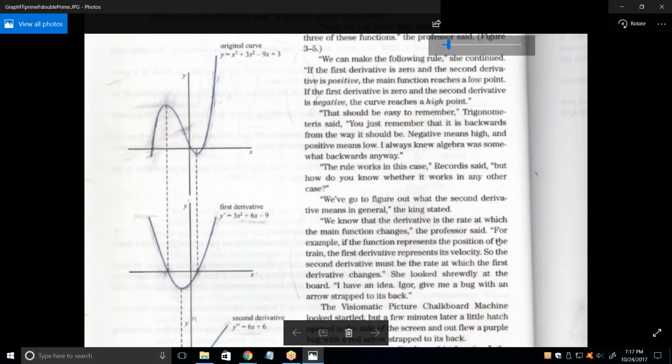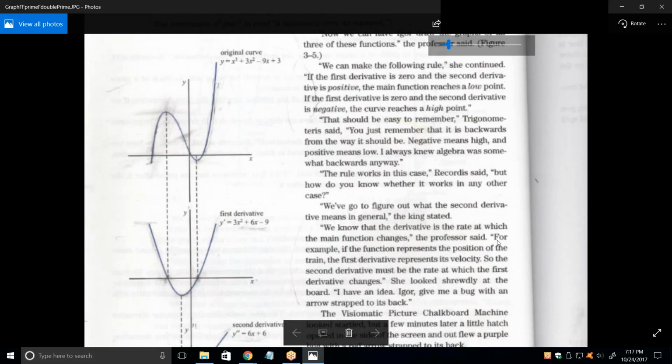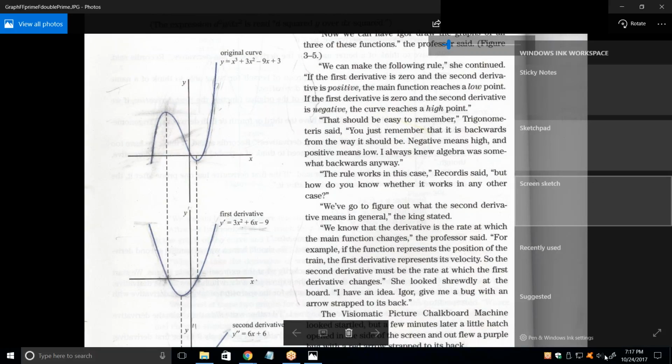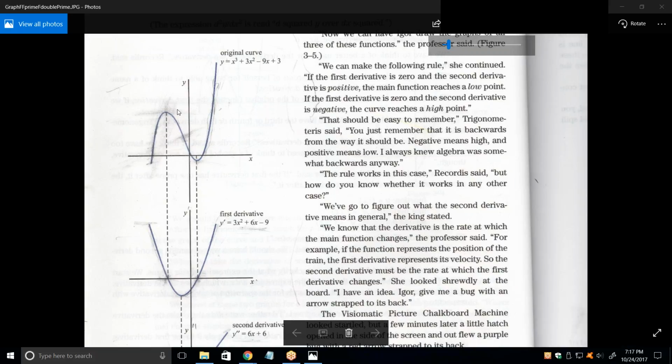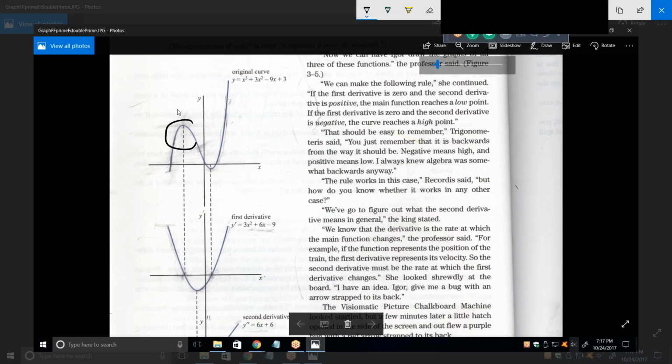Notice the concavity of the original function. All of this is concave down, right? That's all concave up, right? Just when the concavity switches from down to up, somewhere in between there is where it switches. That's the inflection point. And if you look at the second derivative, in other words, this is the first derivative.